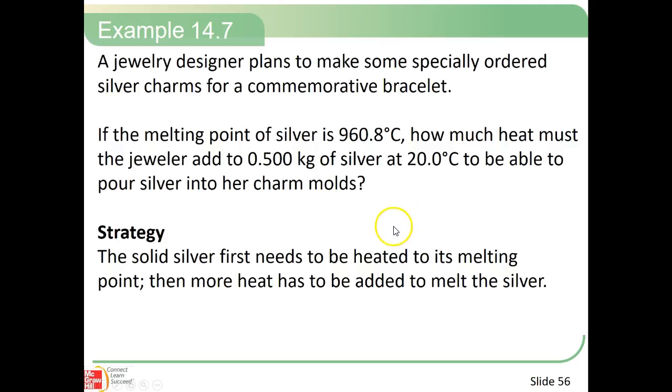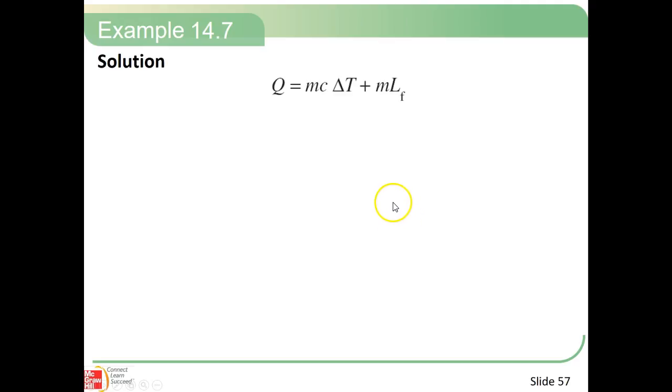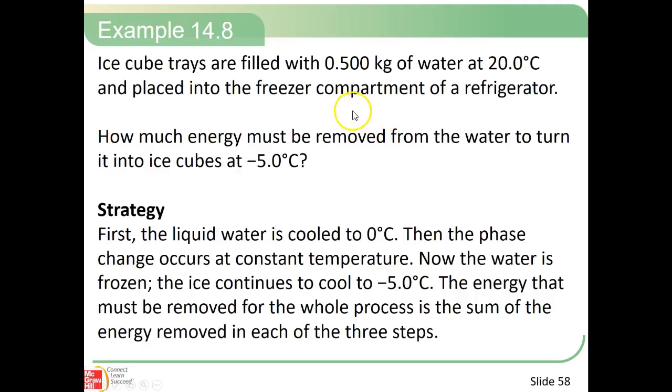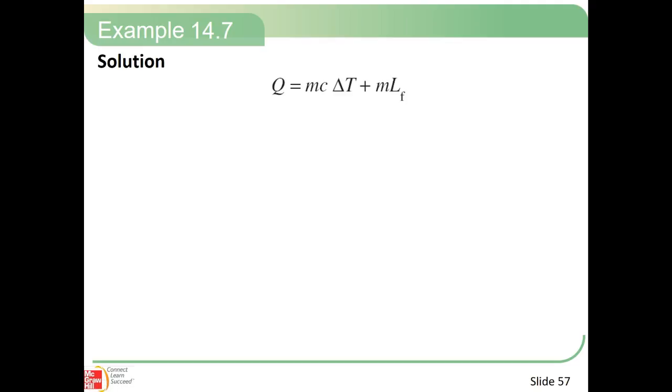So first we have to heat it to the melting point, then add more heat to actually melt the silver. So here's our equation that we need for this one. We're just taking that silver, we're heating it up, and then we are adding enough energy in this portion to actually turn it into a liquid. So, oops, let's back up for just a second here, and let's go ahead and do this problem.